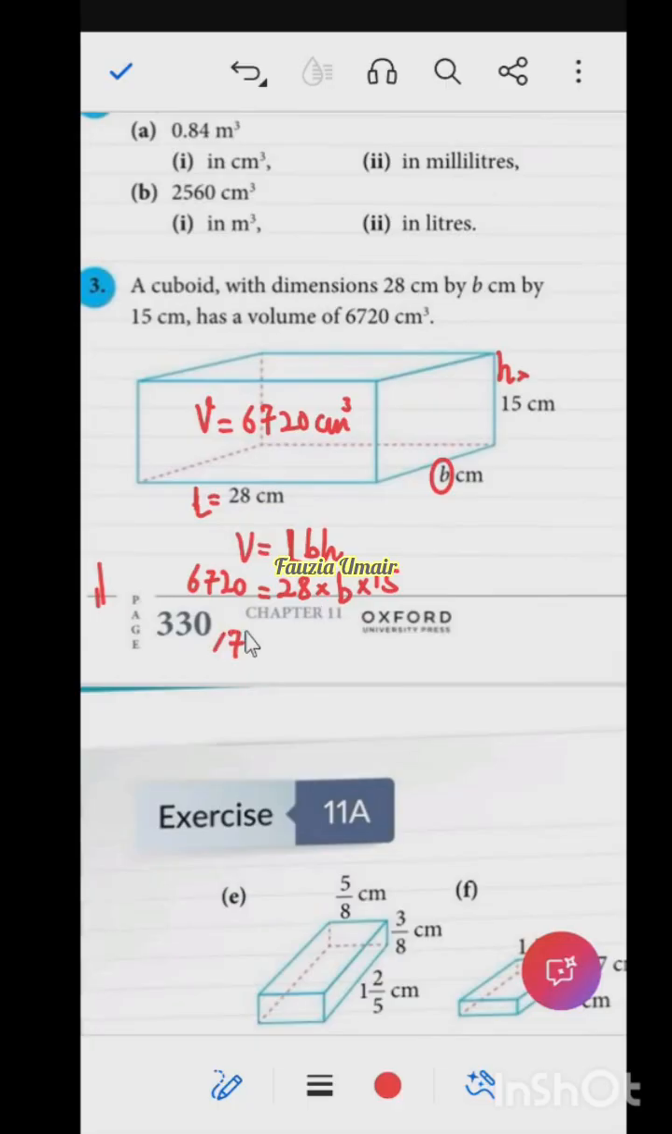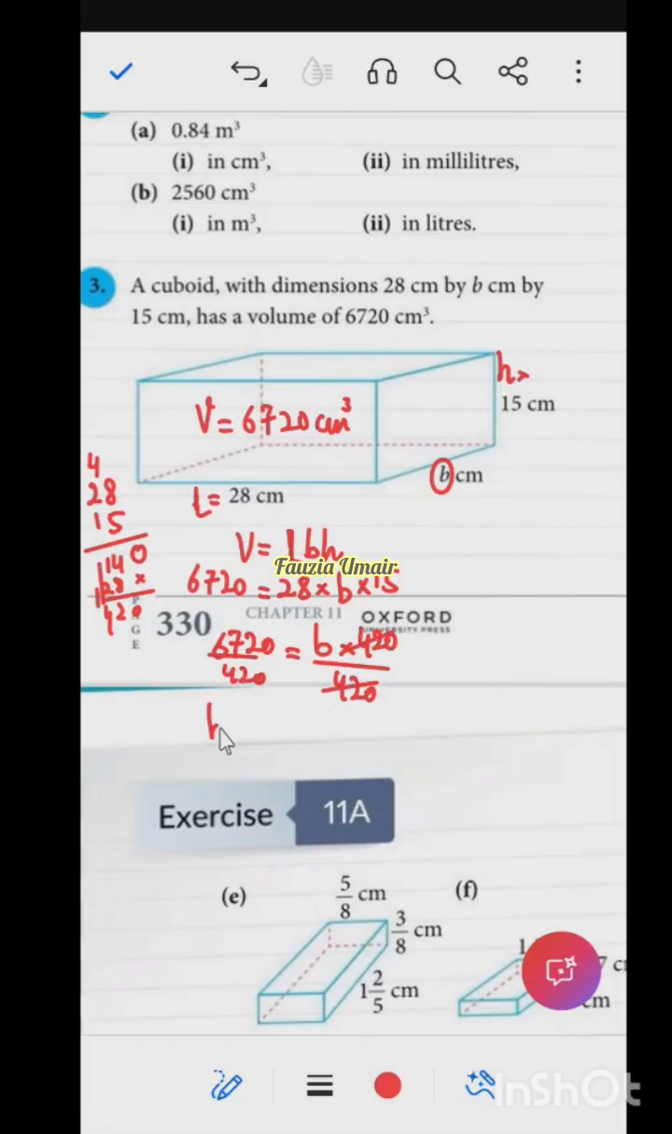Ma'am, take this B to the other side and take 6720 on the other side. नहीं, if I take B to this side, so B will go in the denominator. मुझे B denominator में तो नहीं लेके जाना. So I will keep B here and I will multiply the numbers. ये number multiply करें. What is 28 into 15? Ma'am, 420. 420. Very good. So 420. Now because I want B, so I will divide both sides of the equation with 420. This 420 will be cancelled.